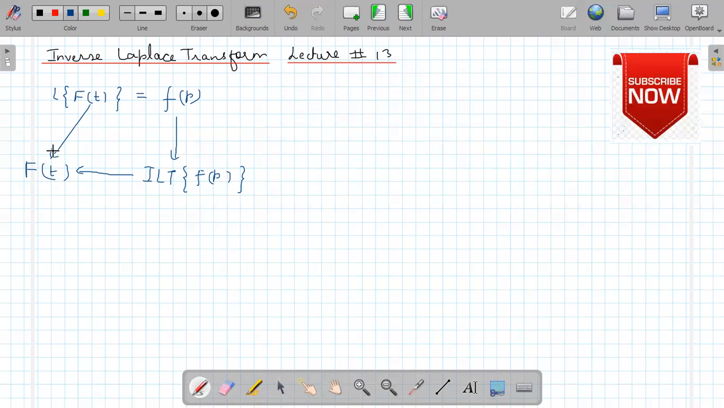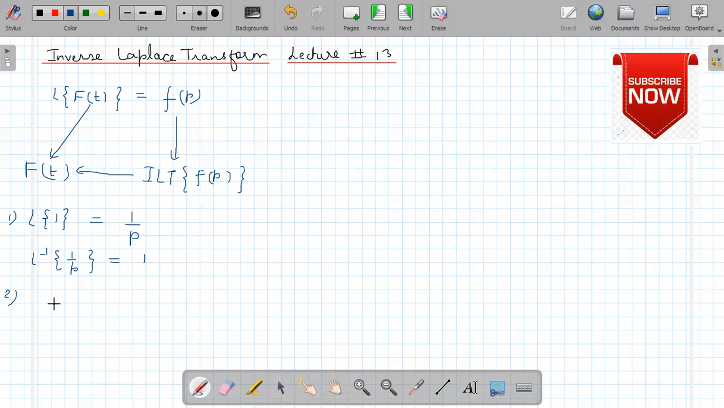A very simple method to compute the inverse Laplace transform is that if we know the Laplace transform of any function, for example, we know that the Laplace transform of 1 is 1 upon p. So if we are given the function 1 upon p, then we can directly say that its inverse Laplace transform is 1, because we know that 1 upon p is the Laplace transform of 1. So inverse Laplace transform of 1 upon p will be 1.